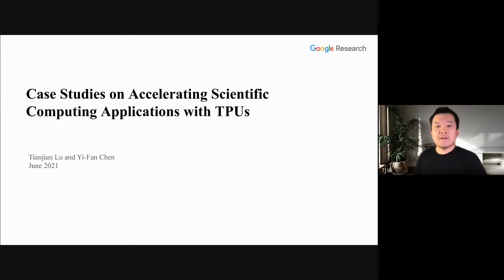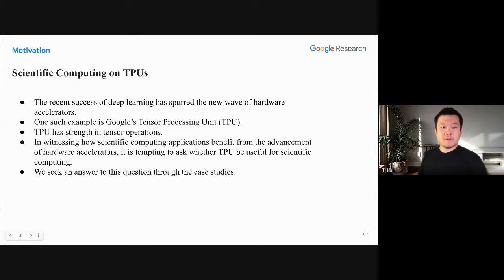We are presenting the case studies on accelerating scientific computing applications with TPUs. First, I would like to briefly introduce the motivation of our work.